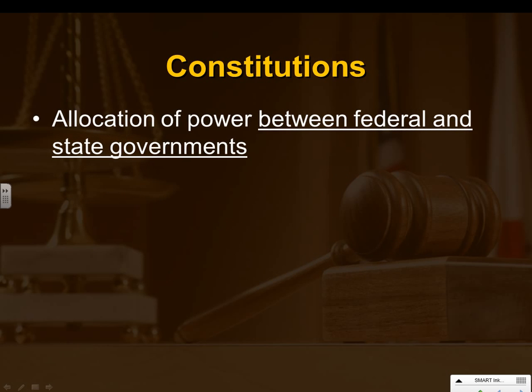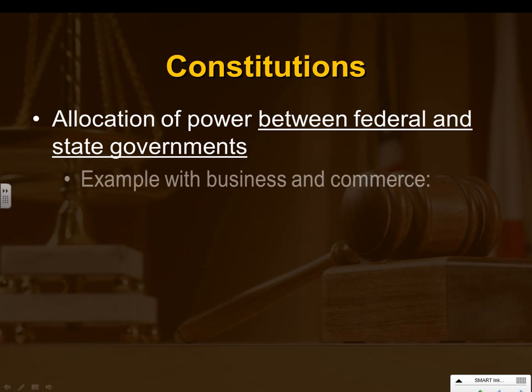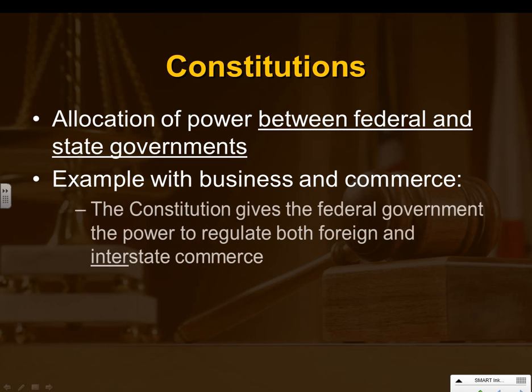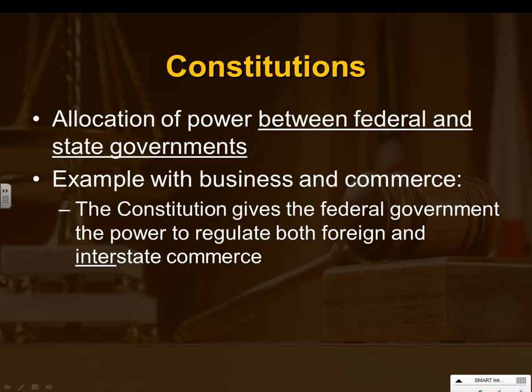The federal Constitution also allocates powers between the federal and state governments. The Constitution gives the federal government the power to regulate both foreign and interstate commerce. Interstate commerce occurs between two or more states. The power to regulate intrastate commerce, which occurs within one state, is left with that state.